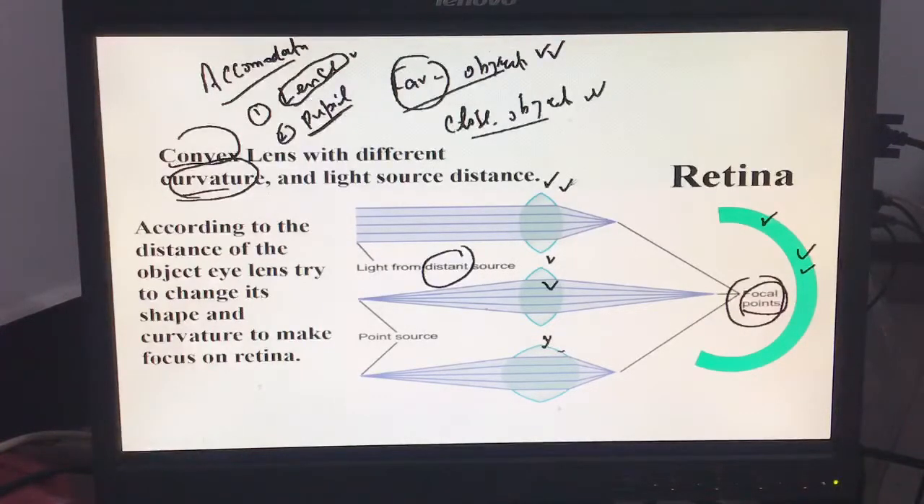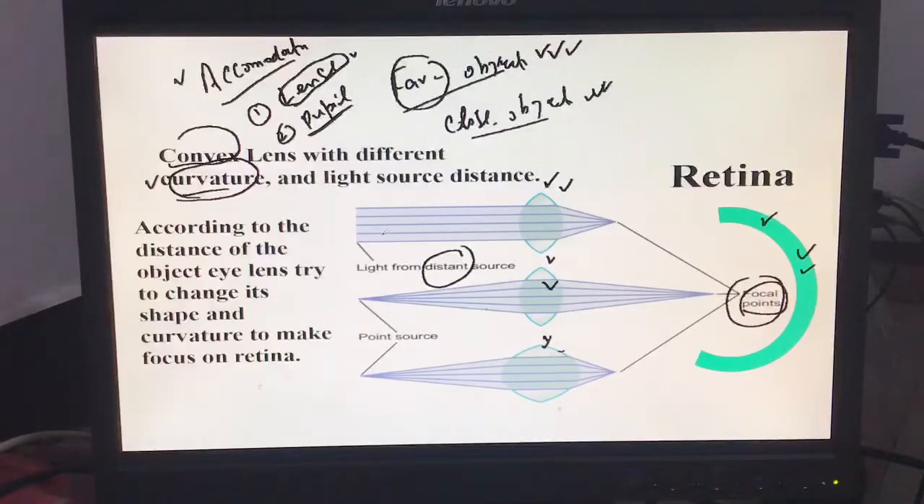If there's no change in curvature, then the power of refraction is not changed for the far object and for the close object. So the image can become blurred. If the lens is not changing its curvature, it means accommodation failure. It's an accommodation failure because the lens is not changing its curvature. This is the importance of the lens and the lens curvature.